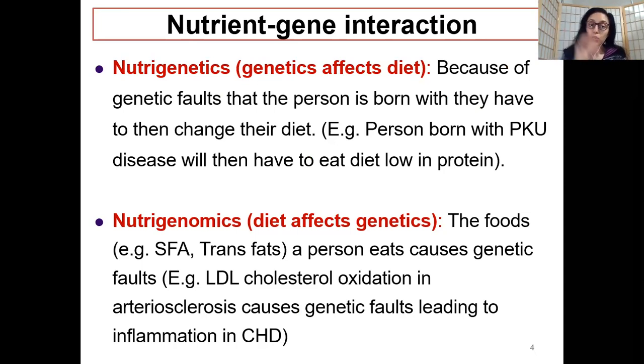Now you have nutrigenomics. What is nutrigenomics? When diet is affecting genetics. A key example which we have learned across several lectures is epigenetics. So the diets have been such for a long period of time, saturated fat, trans fat, leading to inflammation, changing the genetic makeup of the individual, causing CVD, atherosclerosis, arthritis, and all the other inflammatory conditions, which I had mentioned in your diabetes lecture.